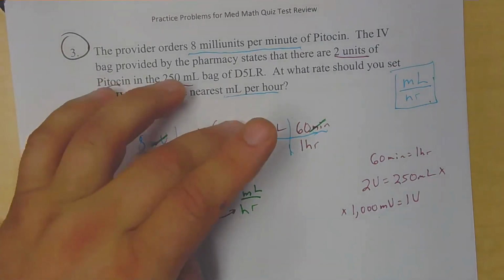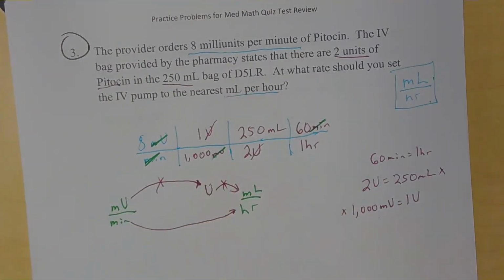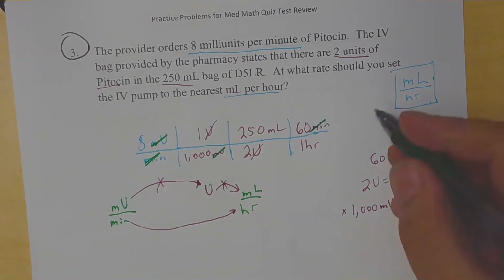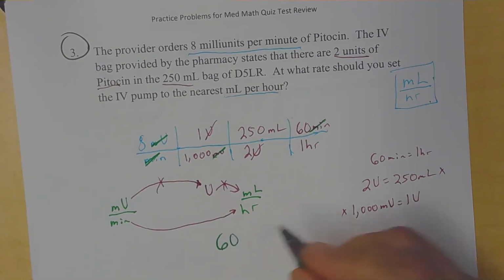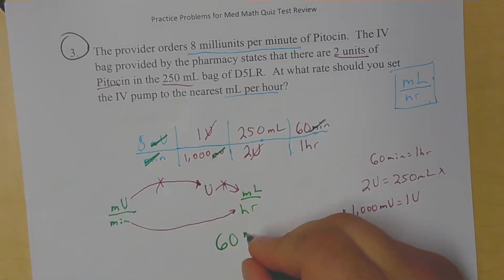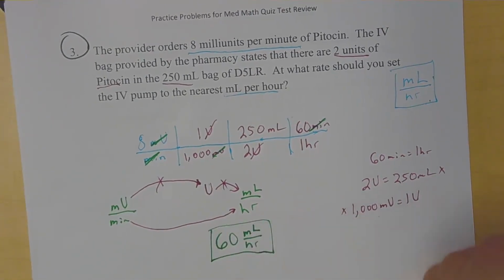I like to go 8 times 250 times 60. Divided by 1,000, divided by 2, and then hit equals at the very end. Again, I'm going to do 8 times 250 times 60, and then divide by 1,000, divide by 2, and now I'm going to hit equals. And this is the first time I've hit equals in this problem. And I get 60. So my answer is 60, and I want to round it to the nearest milliliter per hour, so whole number. Well, there's no rounding anyway. There it is, 60 milliliters per hour.